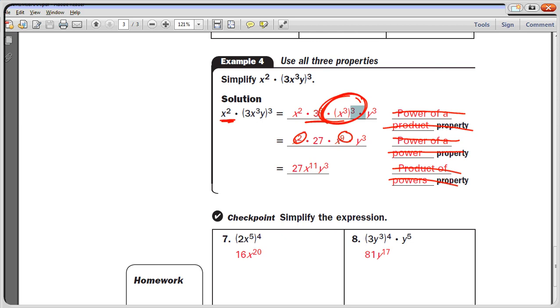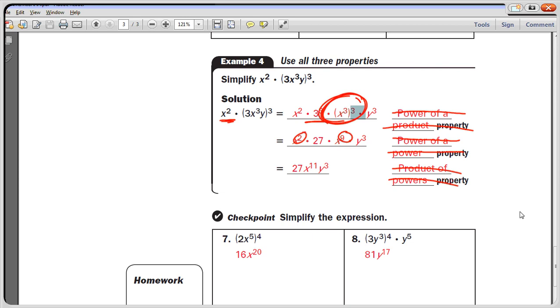Now, everybody do the checkpoint if you didn't do it yet. I'm not going to show you the answers until you do. If you did it already, that's great. If you didn't, quick, do it. And then we'll show you answers.